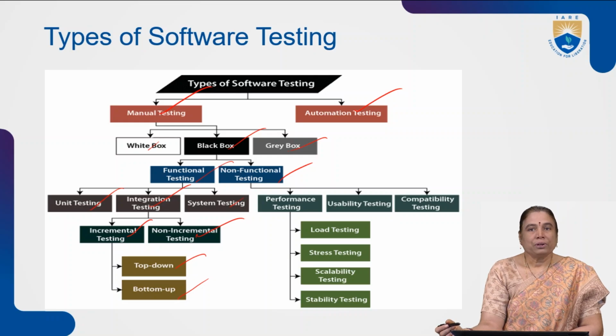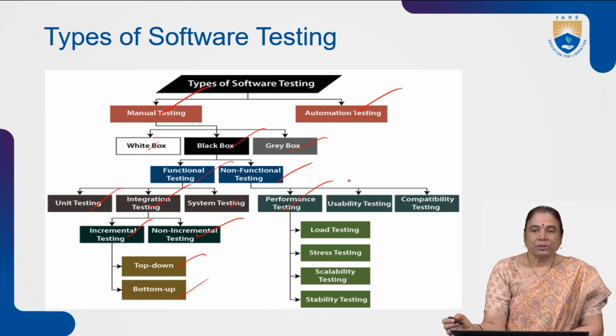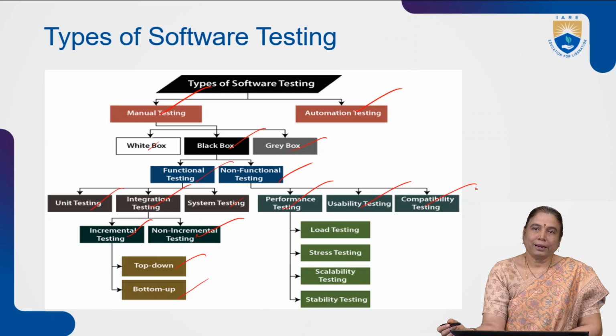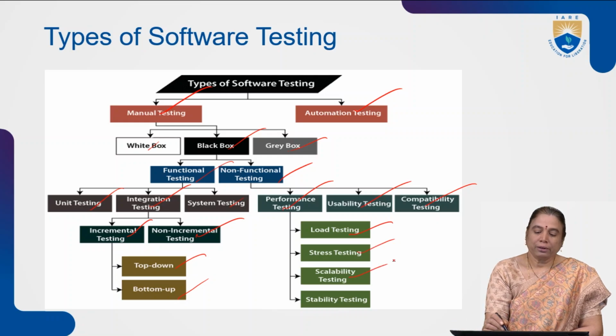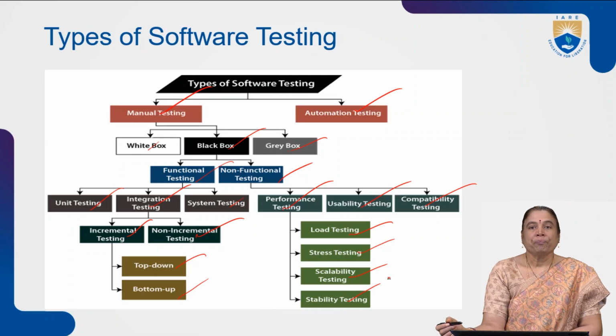In case of non-functional testing of black box testing, performance testing, usability testing, and compatibility testing are the three types. Under performance testing, load testing, stress testing, scalability testing, and stability testing are the varieties of testing that are available. So in this video, we will discuss briefly all these types of software testing techniques.